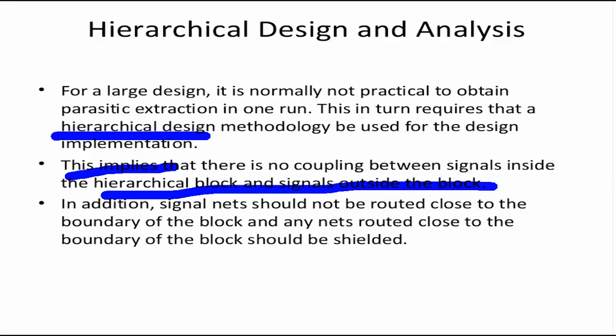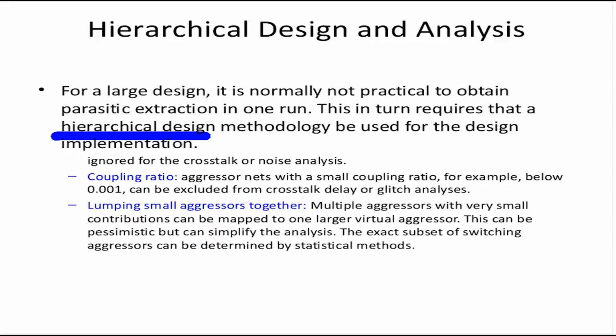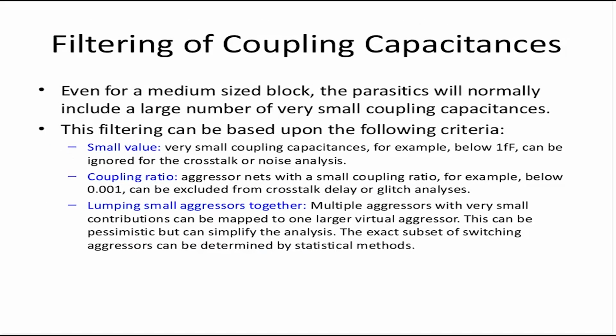Now, the third point goes with the second: signal nets should not be routed close to the boundary of the block. If the signal nets in a hierarchical block are routed close to the boundary, then the signals outside the boundary at the top level will start affecting them, and your assumption that there is no coupling between the block and the outside of the block does not hold true. Right? Second is filtering of coupling capacitances.